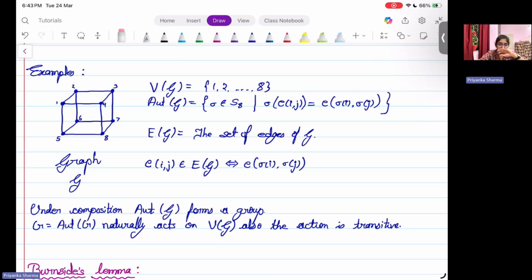So the map sigma actually transforms each edge of this graph. And how? By transforming the vertices of that edge. Okay.